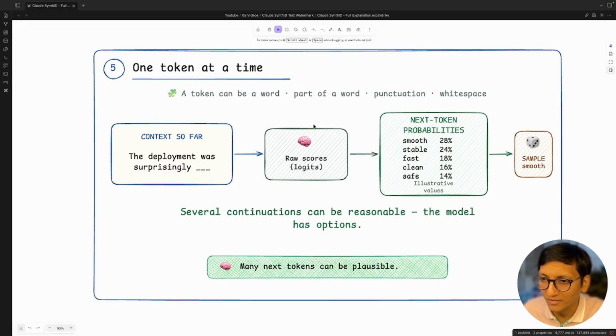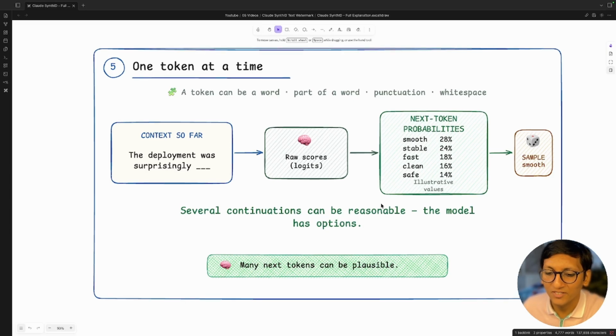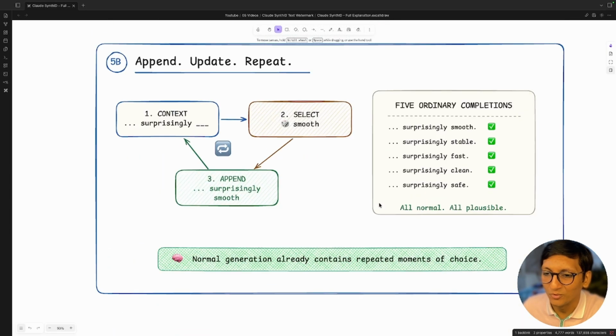A token can be a word, a part of a word, a punctuation mark, or even a white space. The model reads everything generated so far, then it produces raw scores called logits for the next possible token. Let's take the example of this unfinished sentence: "The deployment was surprisingly..." The possible choices can be smooth, stable, fast, clean, or safe as well. So there are several possible choices. The generation selects one token, appends it to the context, and the process repeats.